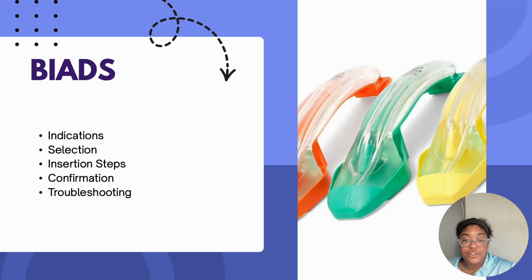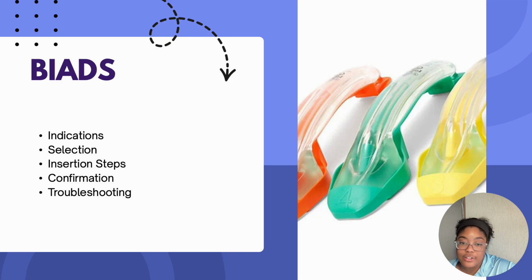But also you want to make sure that you're having chest rise and fall. You want to listen to breath sounds, and then also watch your SpO2 trends as well. Is the patient desaturating for any reason? And then troubleshooting, when it comes to a BIAD, they are typically quick and easier, but that doesn't mean that things can't go wrong. So also be aware of what devices your service uses so that you can be prepared to troubleshoot any issues that might arise with it.